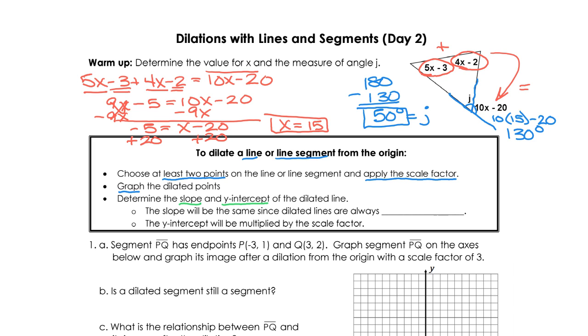Okay. There's also a little trick. When we dilate lines and line segments, our lines will always be parallel. And if two lines are parallel, that means they're slanted the same. That means that they have the same slope. So remember that slope will be the same since our dilated lines will always be parallel to each other. Okay. Our y-intercept, because it's a point, will always be multiplied by the scale factor. All right. So those are two things to remember.